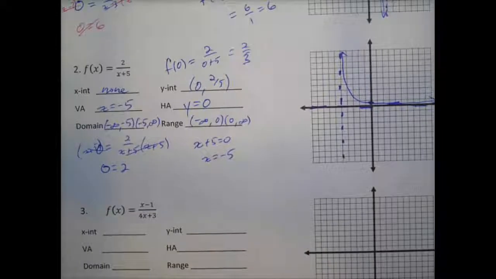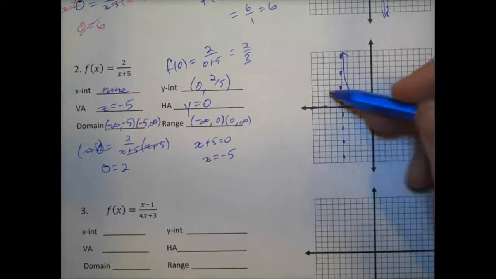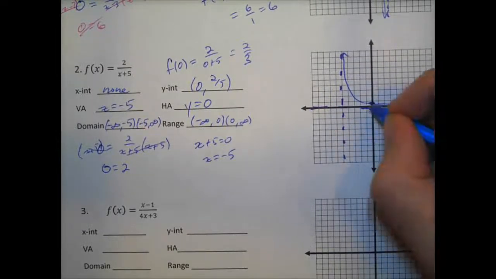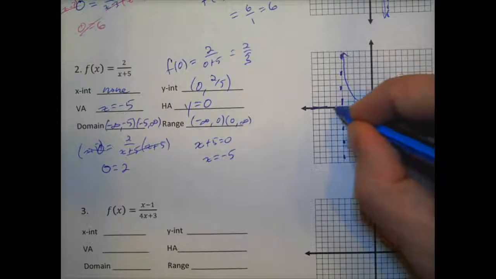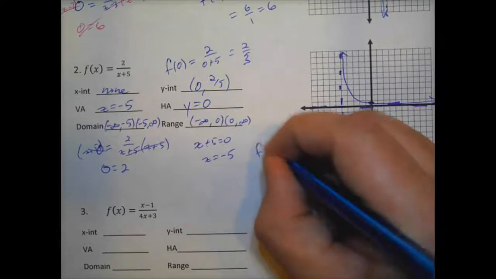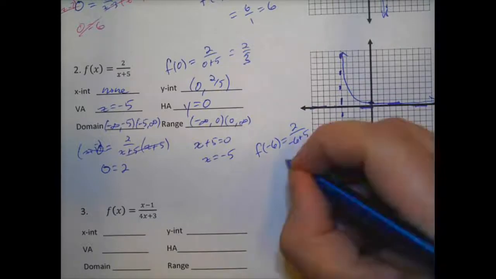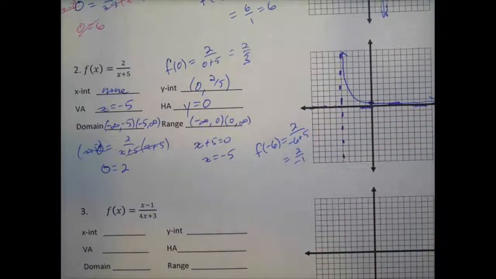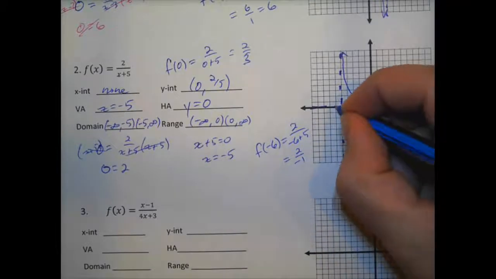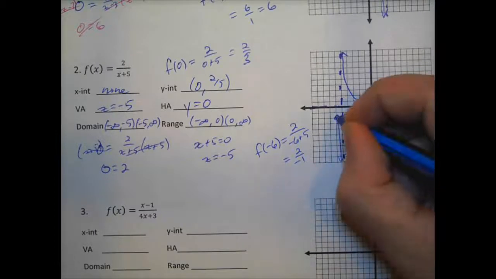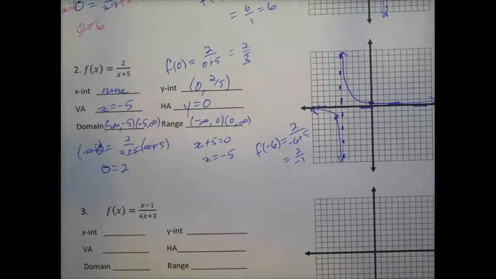Now I don't know what's happening on the left-hand side of my vertical asymptote though. I don't know whether my graph is up here or down here. But again, what you can do is plug in a point. Say we choose negative 6 as our x value. If I plug in f of negative 6, I would have 2 over negative 6 plus 5, which would be 2 over negative 1. So I would be at negative 2. So that means the point negative 6, negative 2. So at this point, it must be getting closer to my asymptote there and closer to my asymptote over here. Cool. Again, that's all we're looking for with this stuff.